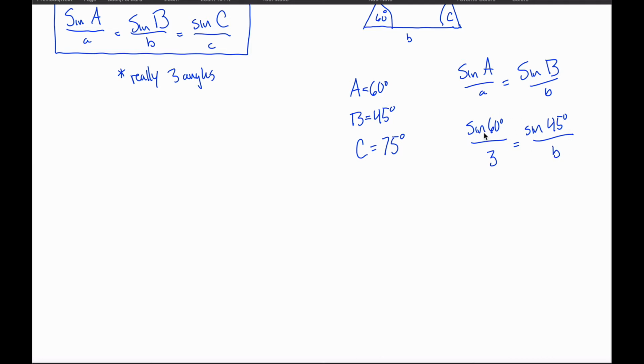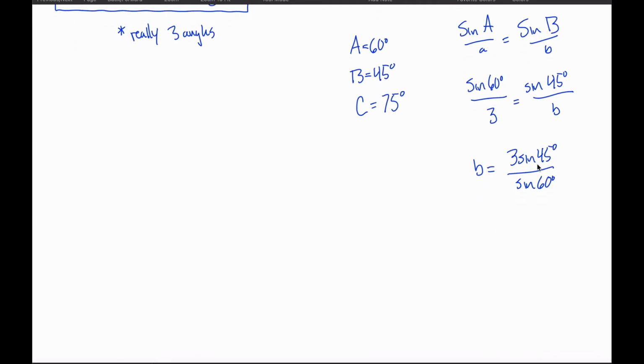So I'd multiply the b up to the top over here, multiply the 3 up to the top over here, and then divide the sine of 60 over here to get b is equal to 3 times the sine of 45 degrees divided by the sine of 60 degrees. And only then, after I've isolated b, do I plug in what the sine of 45 degrees and the sine of 60 degrees are equal to. But again, that's just personal preference. You do what you want.